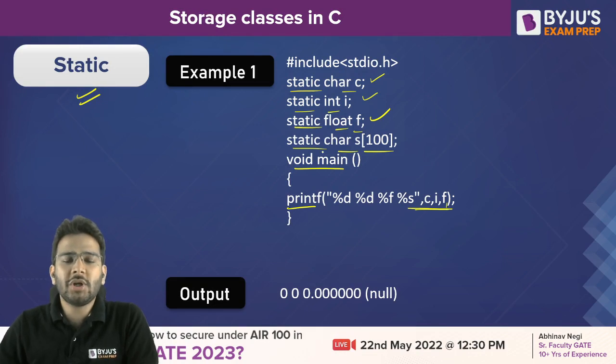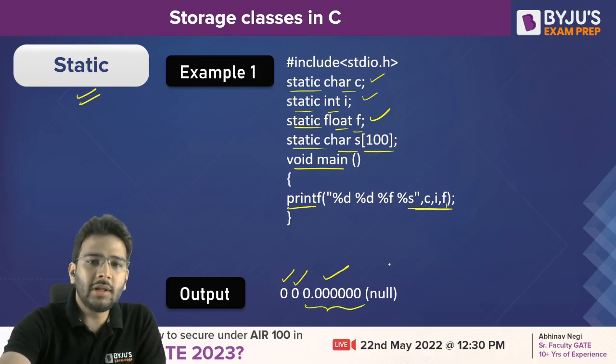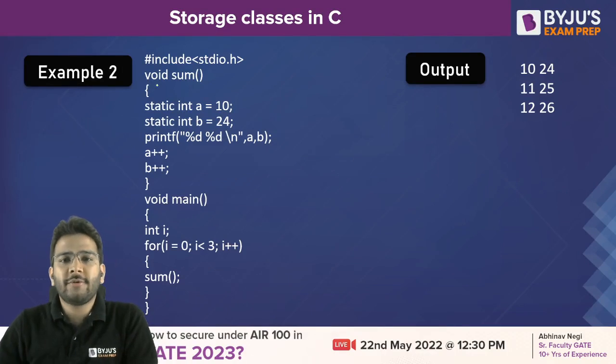And we have not initialized it. And we know this that in case of static storage class, in case of static variable, by default, the value will be 0. So as you can see, for char, it is going to print 0. For int, it is going to print 0. For float, also it is going to print 0 like this. Clear? Let's see another example for static.